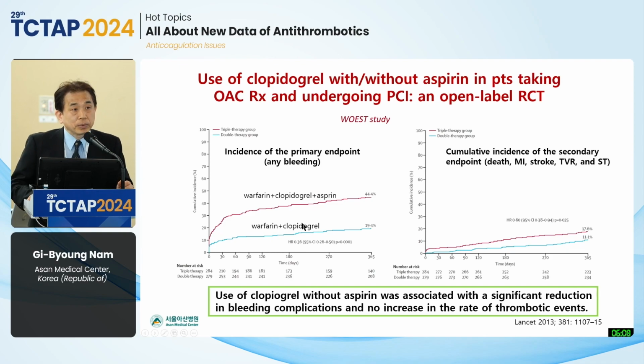So many trials have tried to evaluate the role of dual antithrombotic treatment compared to conventional triple therapy. WOEST was the first to evaluate warfarin-based dual therapy compared to conventional triple therapy. The results demonstrated that the dual therapy group was associated with a significant reduction in bleeding complications compared to triple therapy, and there was no increased risk of thrombotic events.